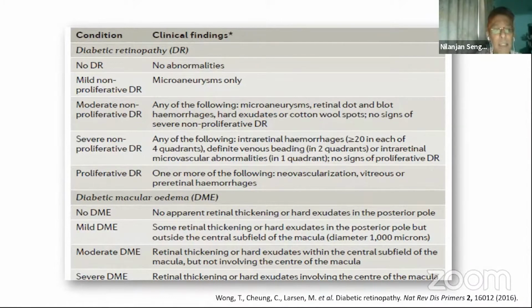On the other hand, diabetic macular edema of certain severity can cause visual impairment, and this has been classified as mild, moderate, and severe. And I think OCT is an important diagnostic tool to pick up a grade of diabetic macular edema.